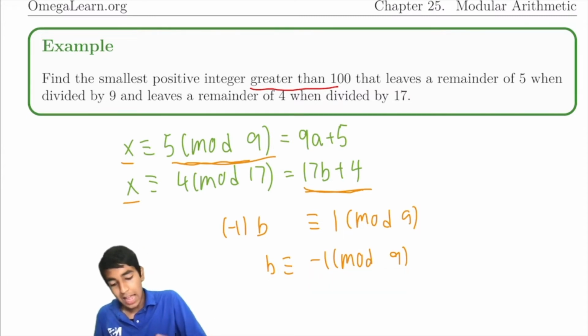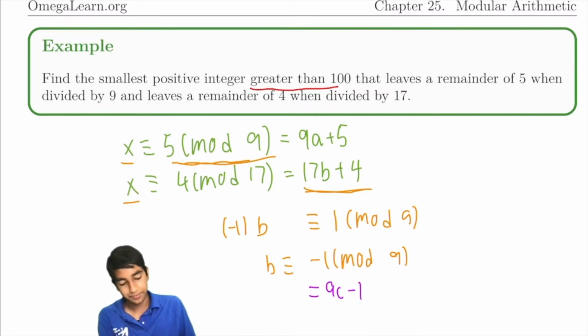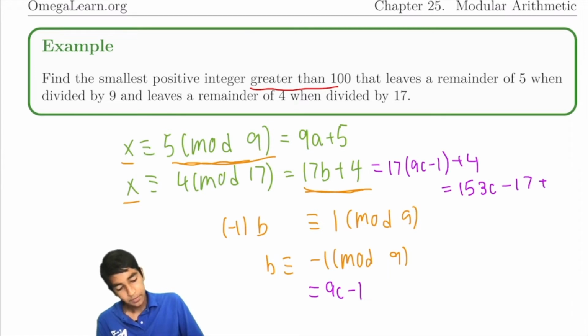So what is this algebraically? Well, if something is negative 1 mod 9, it can also be expressed in the form 9c minus 1. So b is 9c minus 1. This becomes 17 times 9c minus 1 plus 4. That's x. Let's expand this out. 17 times 9 is 153. So 153c minus 17 plus 4 equals 153c minus 13.